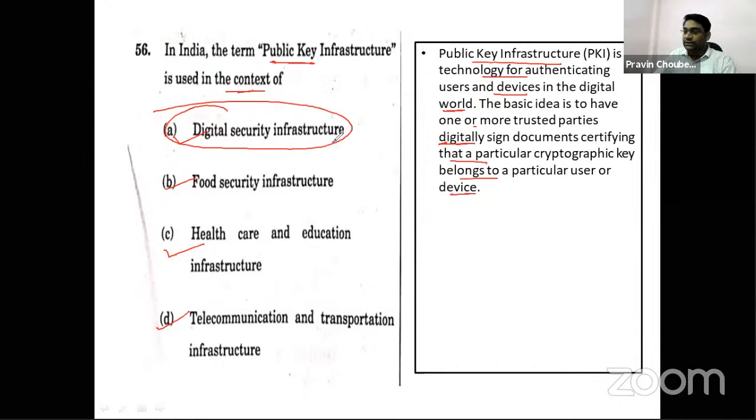So again, this topic is from your blockchain technology or cryptocurrency. Okay, blockchain technology or cryptocurrency. See, the topic is repeating again and again. So digital security infrastructure, a public key infrastructure.